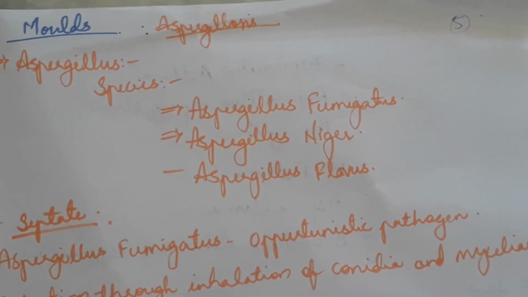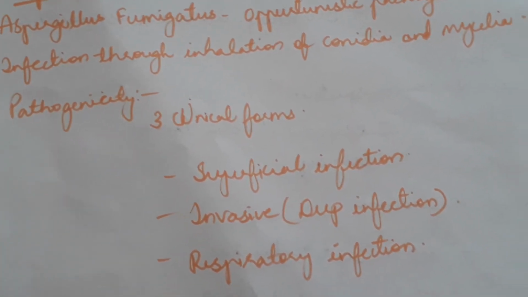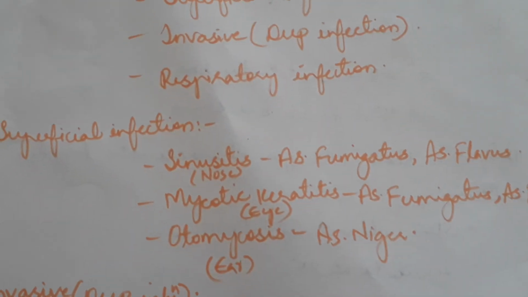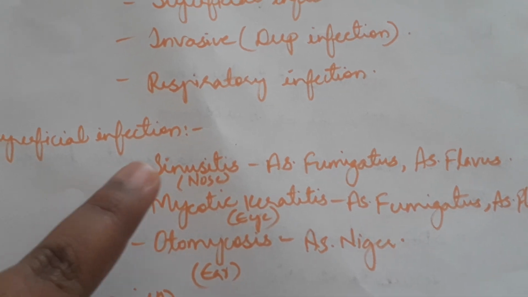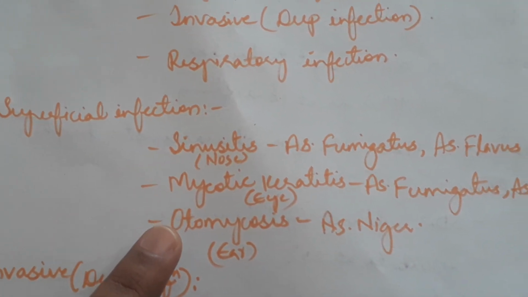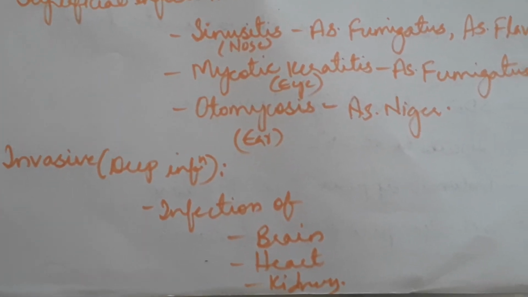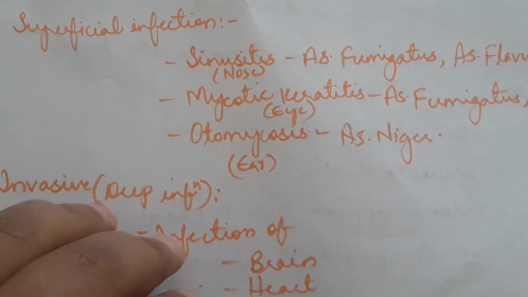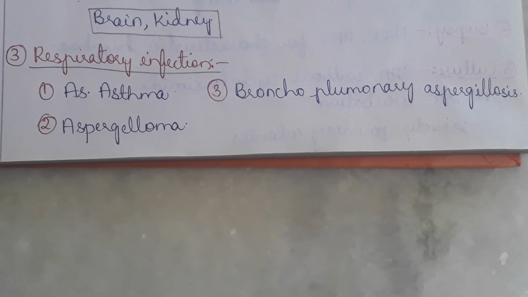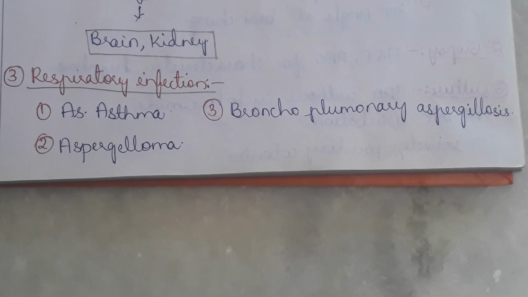So these are the species, and here we are seeing pathogenicity, three clinical forms: superficial infection, invasive, and respiratory infection. Superficial infection causes sinusitis, mycokeratitis and otomycosis. Invasive deep infection infects brain, heart and kidney. And the third one is respiratory infection: Aspergillus asthma, Aspergilloma, and bronchopulmonary aspergillosis.